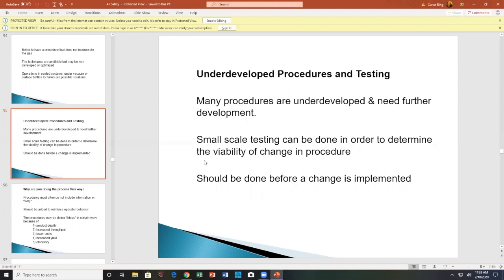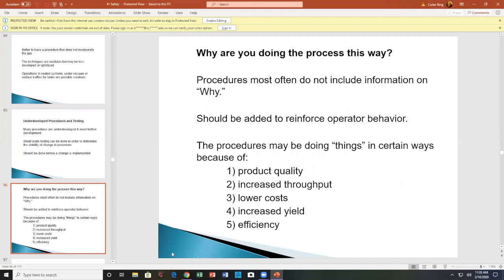Oftentimes you run across underdeveloped procedures. Many procedures are underdeveloped and need further development. Small scale testing can be done in order to determine viability of a change in procedure. This should be done before the change is implemented. Okay, that sounds good. Why are you doing the process this way?